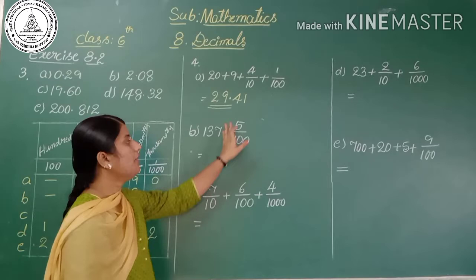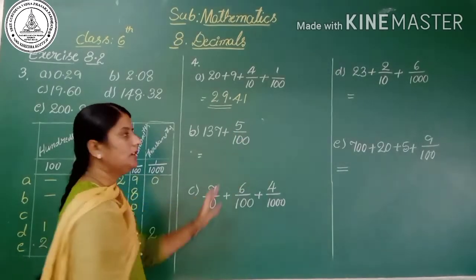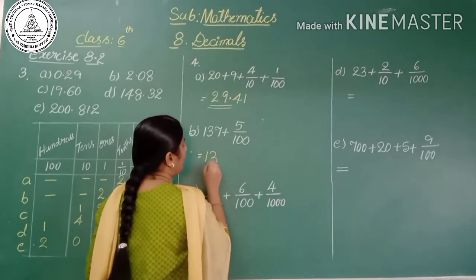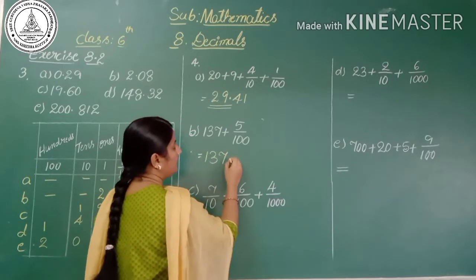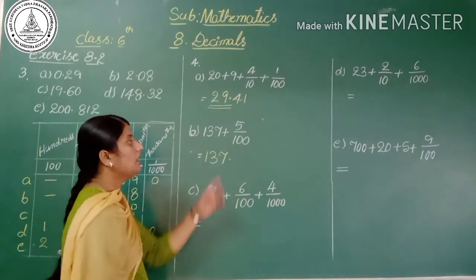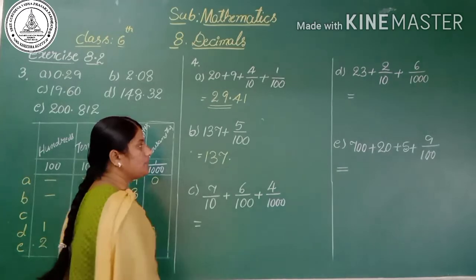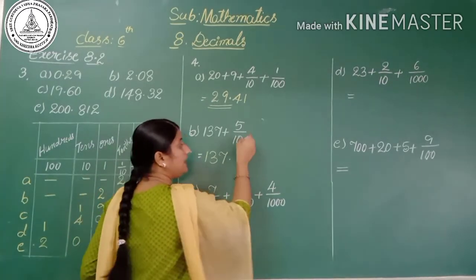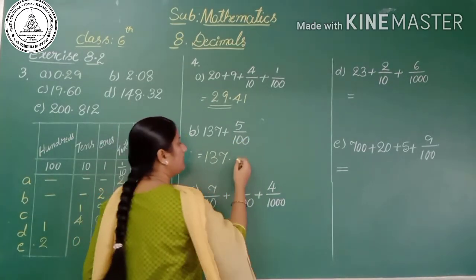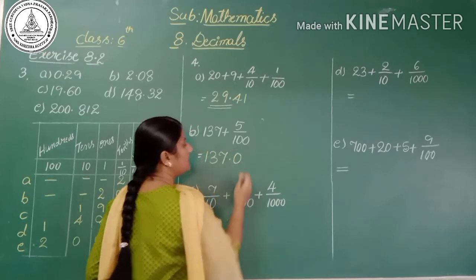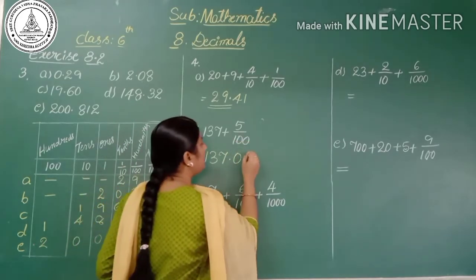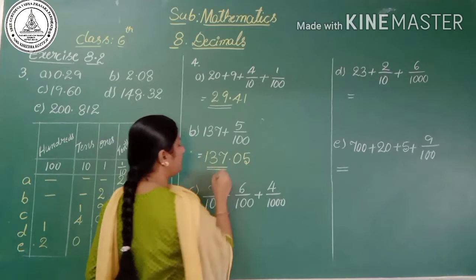Then B: 137 plus 5 hundredths. So write the whole number 137. After that, write the decimal fraction 5 hundredths, which means we write 5 in the hundredths place. Here there is no tenths place, so write 0 in the tenths place and 5 in the hundredths place.